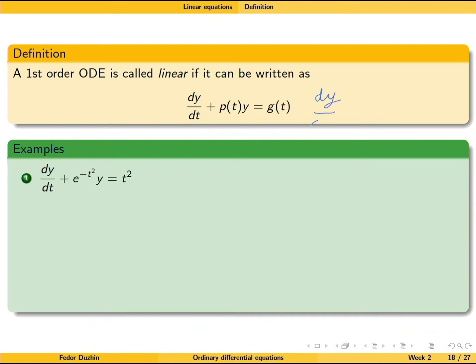dy/dt equals minus p of t times y plus g. Well, g is also a function of t. So here is an example. This is my p of t. This is my g of t.